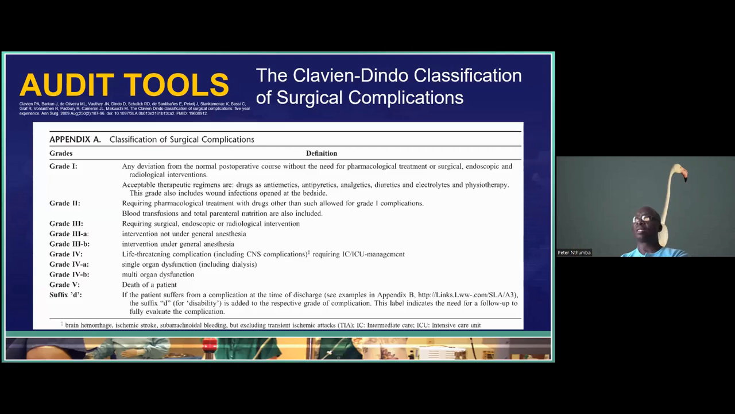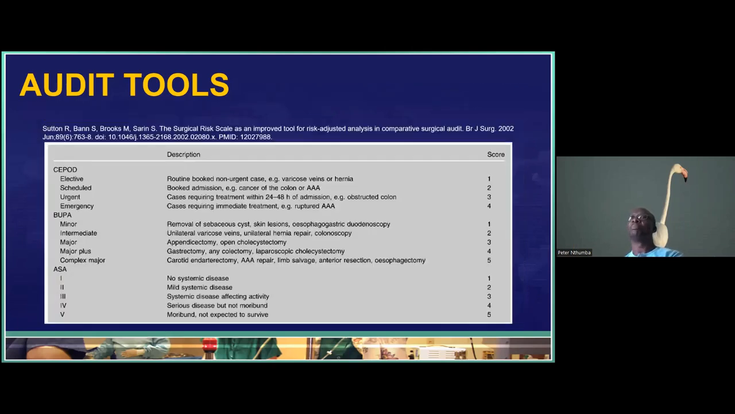Audit tools. The Clavien-Dindo classification of surgical complications is one common classification. A lot of institutions have adopted this to fit their own contexts. I know Kijabe has its own. Unfortunately, I did not put it in a slide, but I could always share it later on.